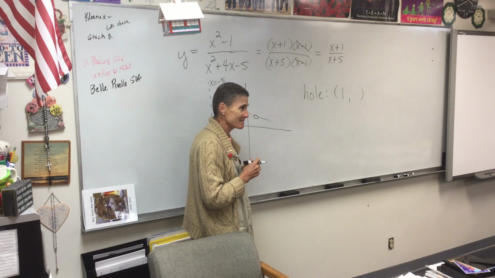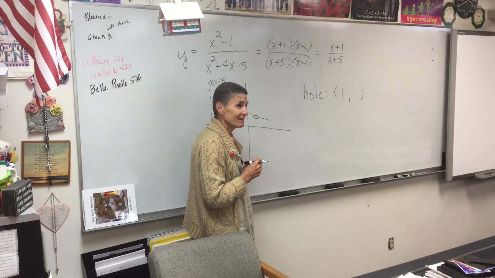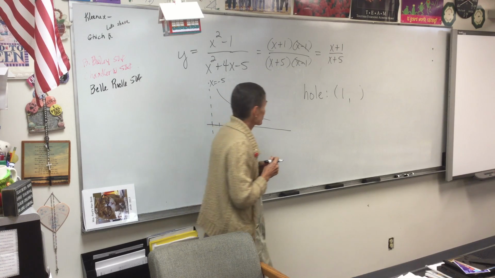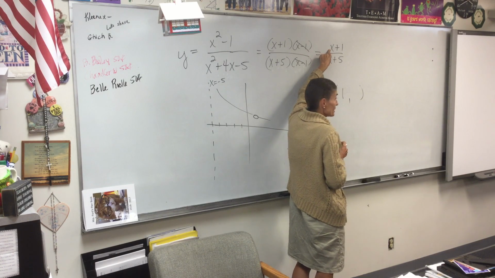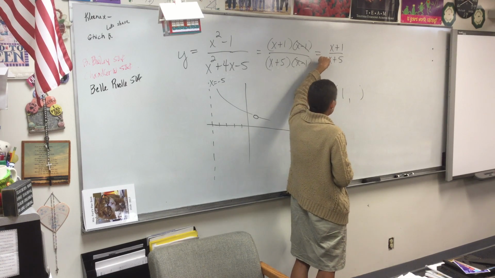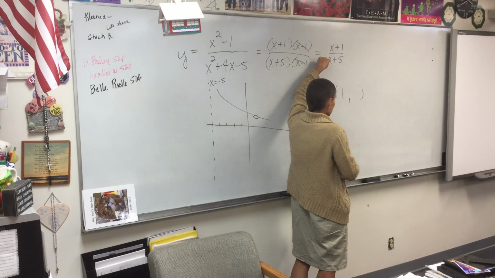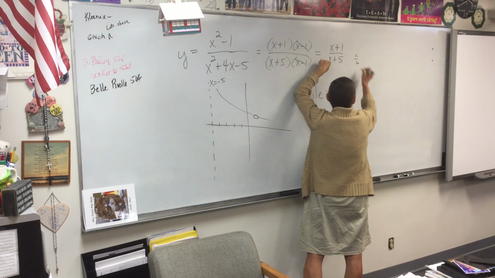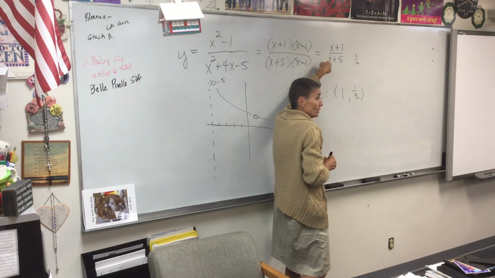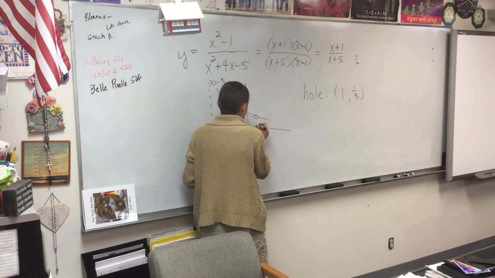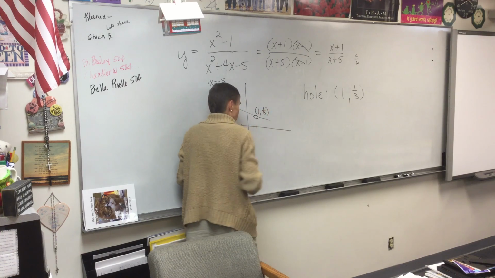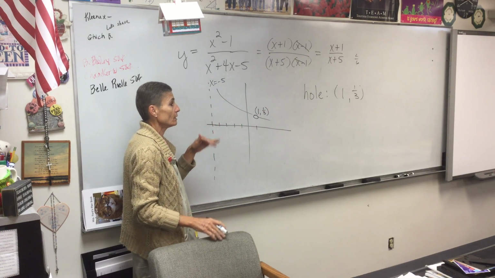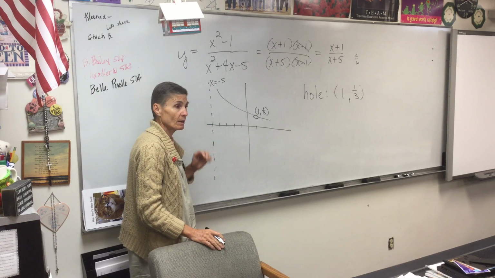Where do you think I'm going to get the y-coordinate? How do I always get y's? By plugging in x's, right? So I'm going to plug 1 into here, and what will I have on the top? 2, and what will I have on the bottom? 6. So I get 2/6, which I will reduce to 1/3. So on my picture, there is an open circle, a hole at the point (1, 1/3).